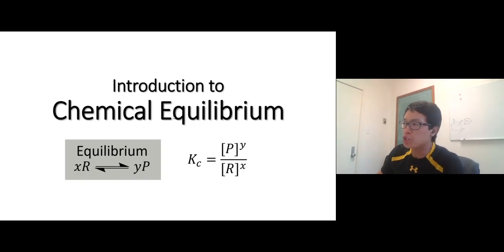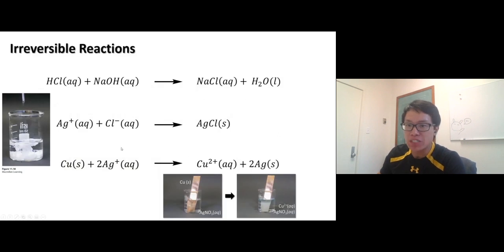All right, we are moving on to chemical equilibrium. Let's get started. In the past, we treated chemical reactions as going in just one direction, just going forward. Hydrochloric acid reacts with sodium hydroxide to make sodium chloride and water. Silver ion plus chloride ion precipitate to silver chloride. Just go forward like this.